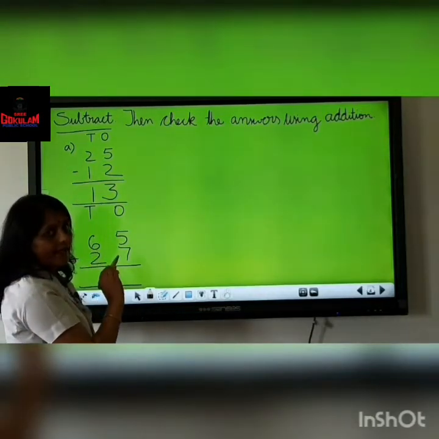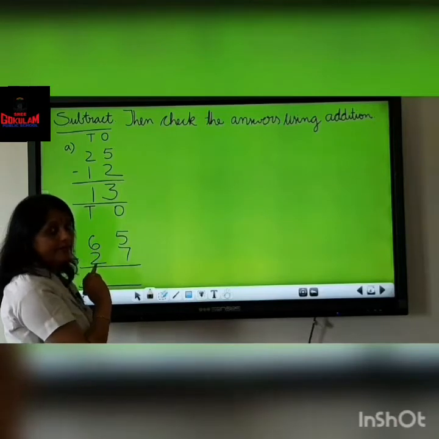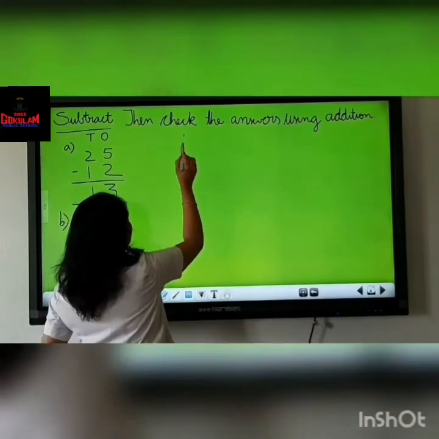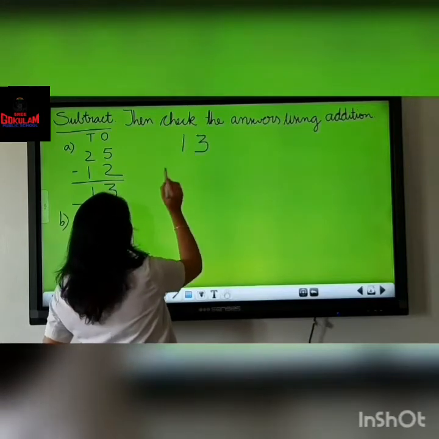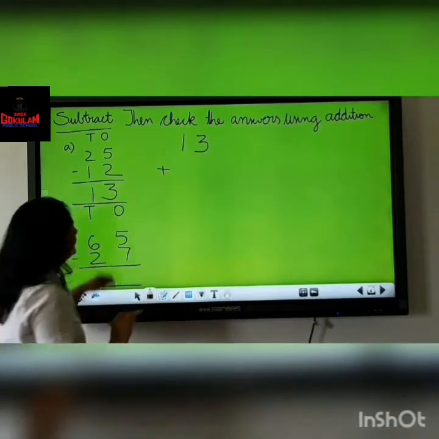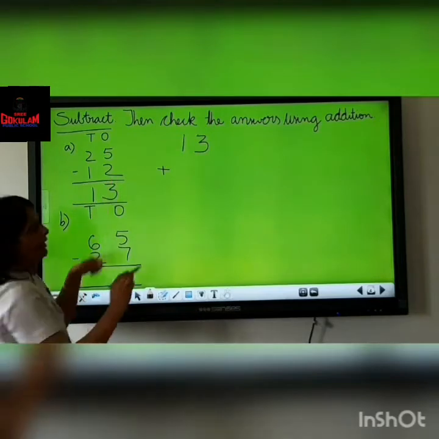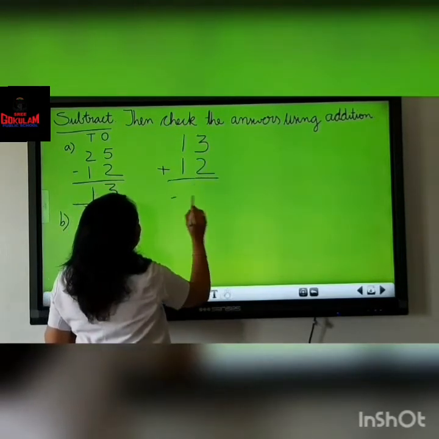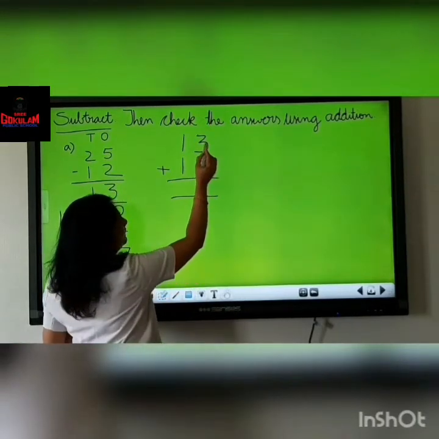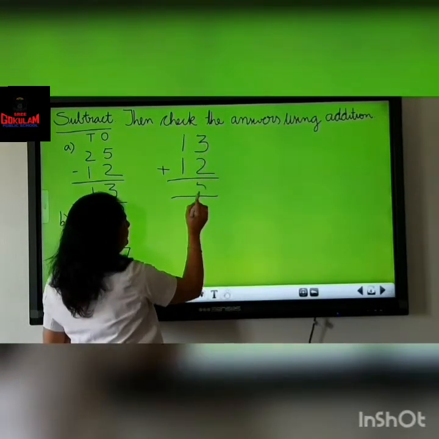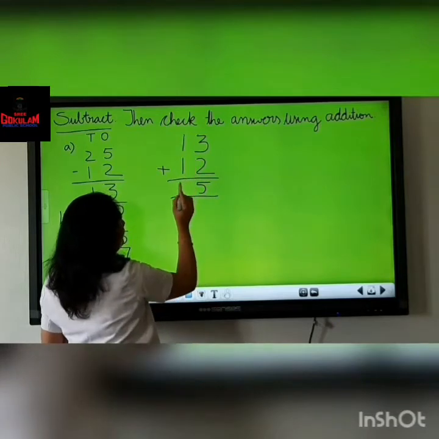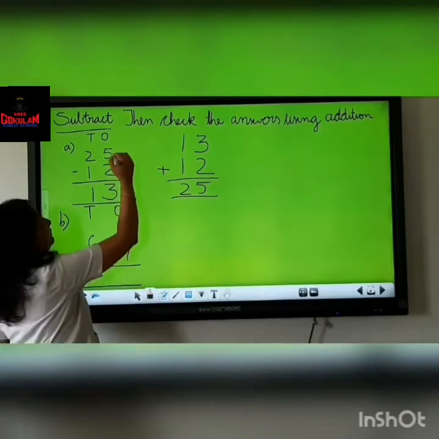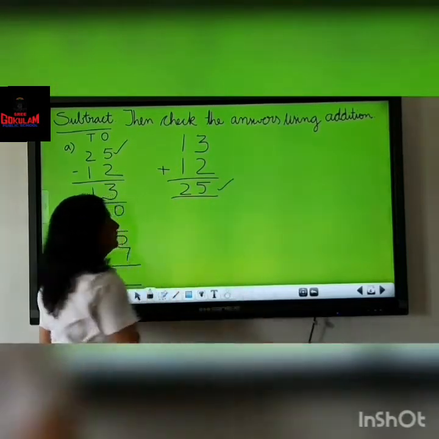Let us add and see whether our answer is correct or not. What is the answer that we got? 13. 13 plus the second number 12. Let us add that. 13 plus 12. What is 13 plus 12? 3 plus 2? 5. 1 plus 1? 2. Yes, we got 25. See?